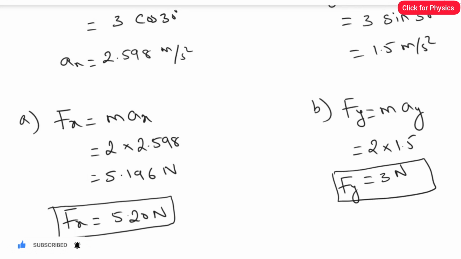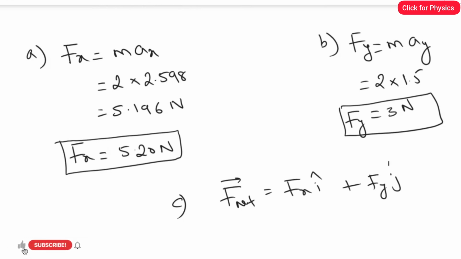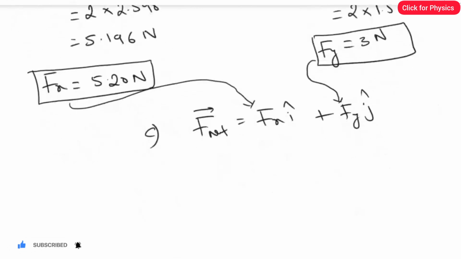In the third part, they ask you to give the answer of the net force in unit vector notation. So the answer for part C is given by the rule F net is equal to F of x i cap plus F of y j cap. Now I'm going to take F of x and substitute it here, and substitute the value of F of y. By that, we can get the answer for part C easily, right?